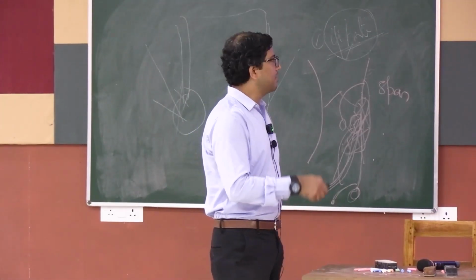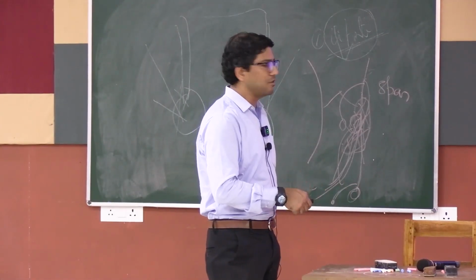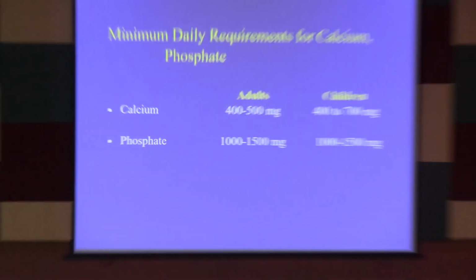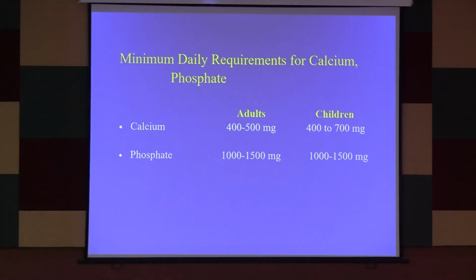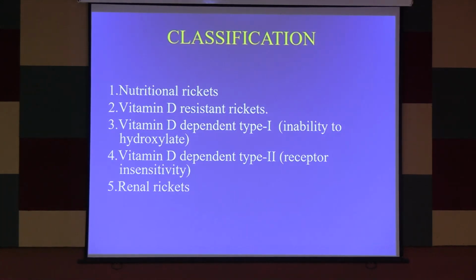So before we move on, we have to know the recommended daily requirement of calcium. In adults it is 400 to 500 milligrams and phosphorus is 1000 to 1.5 milligrams. So it has a diverse etiology. It could be nutritional because of inadequate synthesis of vitamin D, or inadequate intake of vitamin D, or maybe inadequate absorption of vitamin D. So nutritional rickets, or it could be vitamin D resistant rickets. Now you remember this entity, the second entity, is the most common cause of non-nutritional rickets.